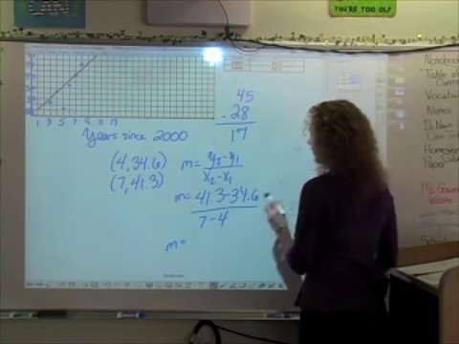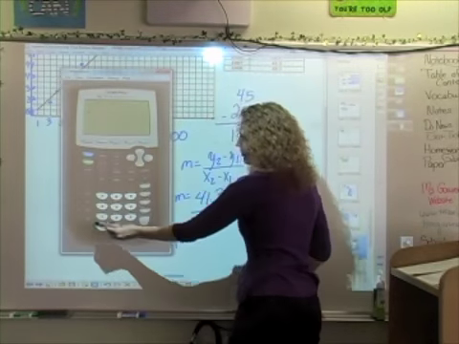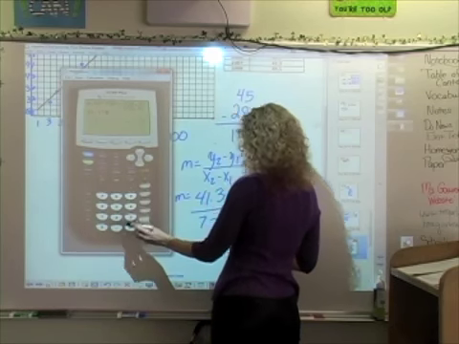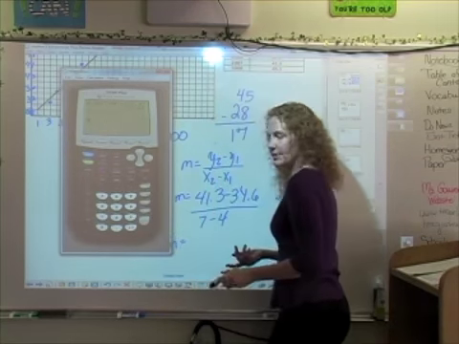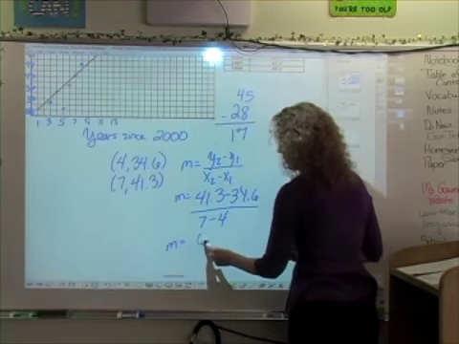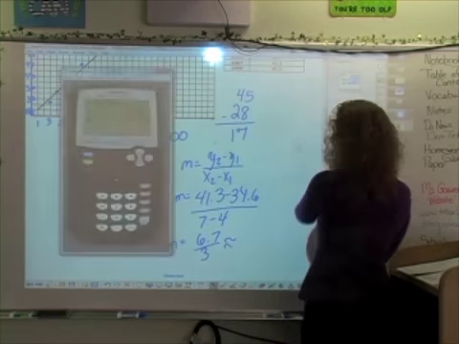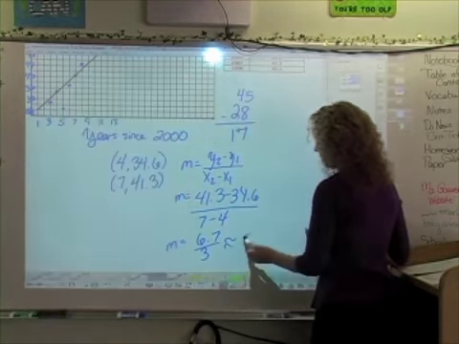So let's get that calculator up, to make sure we don't make simple mistakes. 41.3 minus 34.6 is going to be 6.7. 7 minus 4 is 3. So roughly my slope is going to be divided by 3, 2.23.